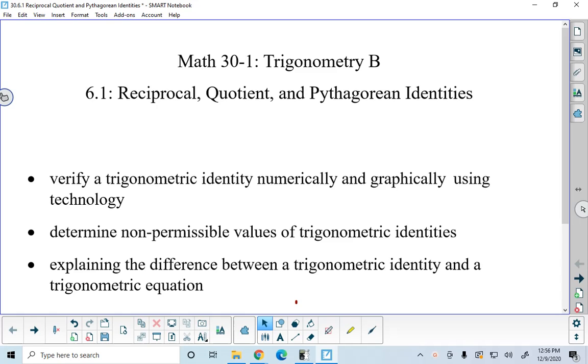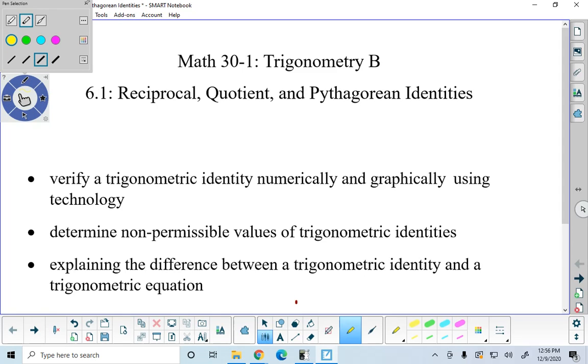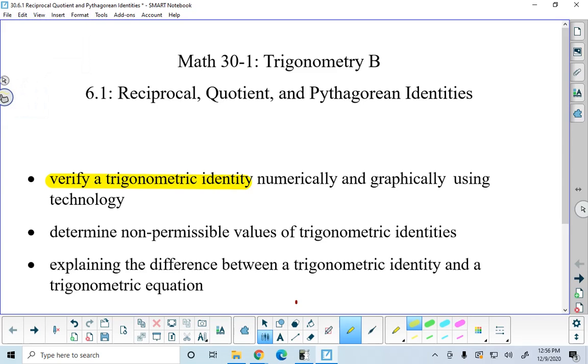We're introducing you to begin with to the idea of something called the trigonometric identity. And trigonometric identities, you will learn what they are in a minute, but we're going to be looking at verifying trigonometric identities. And you can verify trigonometric identities, which means demonstrate that they work, using numbers or graphs. We're also going to be talking about non-permissible values of trigonometric identities.